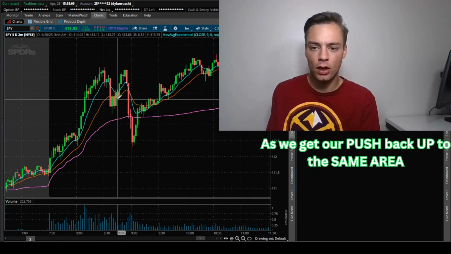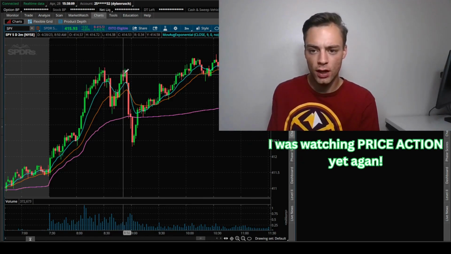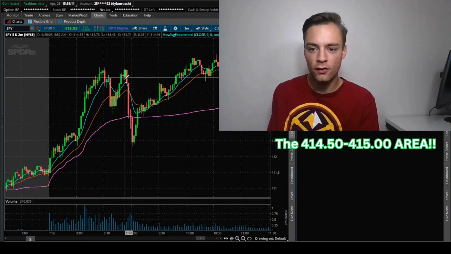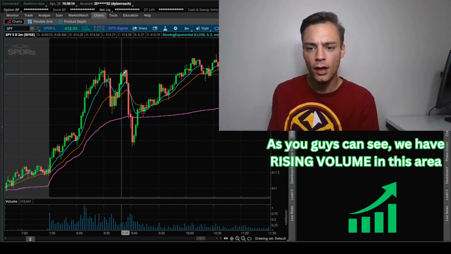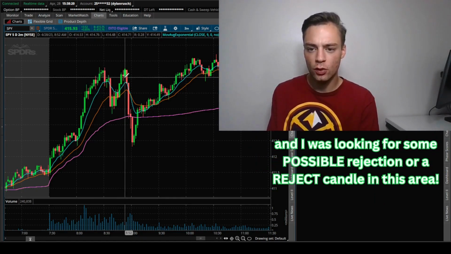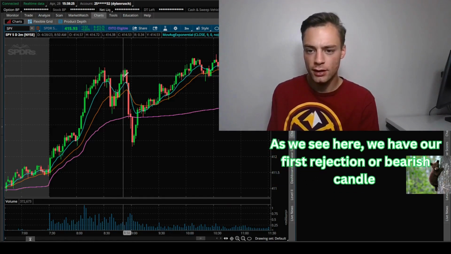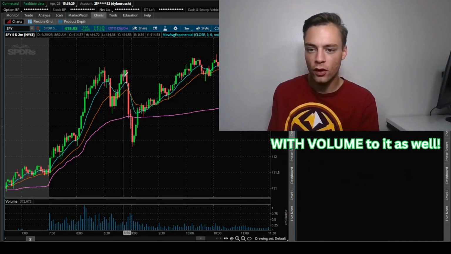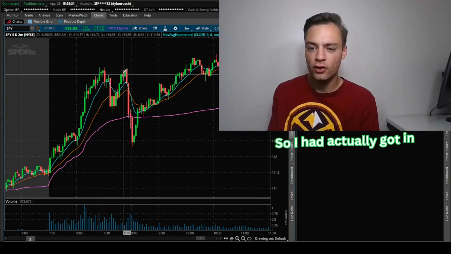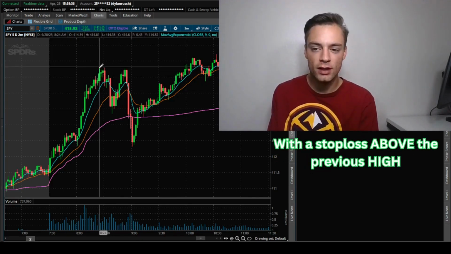So as we get our pushback up to this same area, I was watching price action yet again for the 414.50 to 415 area. And as you guys can see, we have rising volume in this area. And I was looking for some possible rejection or a reject candle in this area. As you guys can see here, we have our first reject candle or a bearish candle with volume to it as well. And so I got in my short entry here with a stop loss above this previous high.